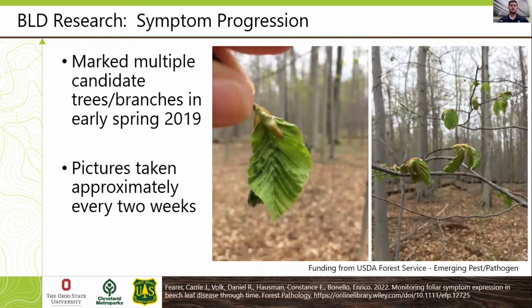So another project that we wanted to look at, and this is with funding from the USDA Forest Service, their emerging pest and pathogen funding. We wanted to see the disease progression over time. And so we went out early in the season before leaves even emerged and we flagged branches and then followed up with pictures every 2 weeks roughly to see how symptoms change during a growing season.